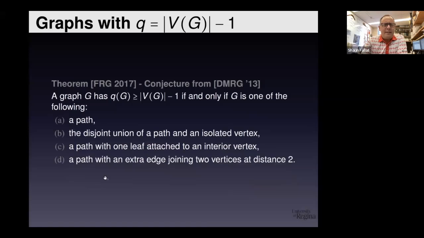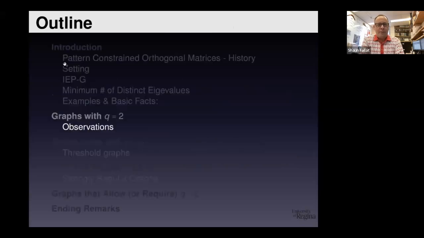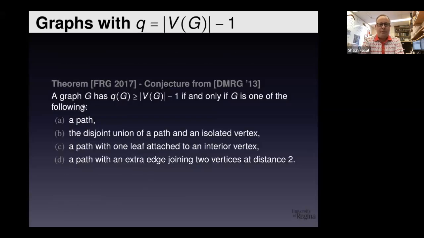Okay, I mentioned that q equal to 1 and q equal to n are sort of done. And I put this theorem up here because I just want to highlight that, roughly speaking, this is the last value of q that we have completely characterized. q equals 1 is done, n is done, and this is the last one. So q equals, roughly speaking, the number of vertices minus 1. We have a theorem. We characterize those graphs.